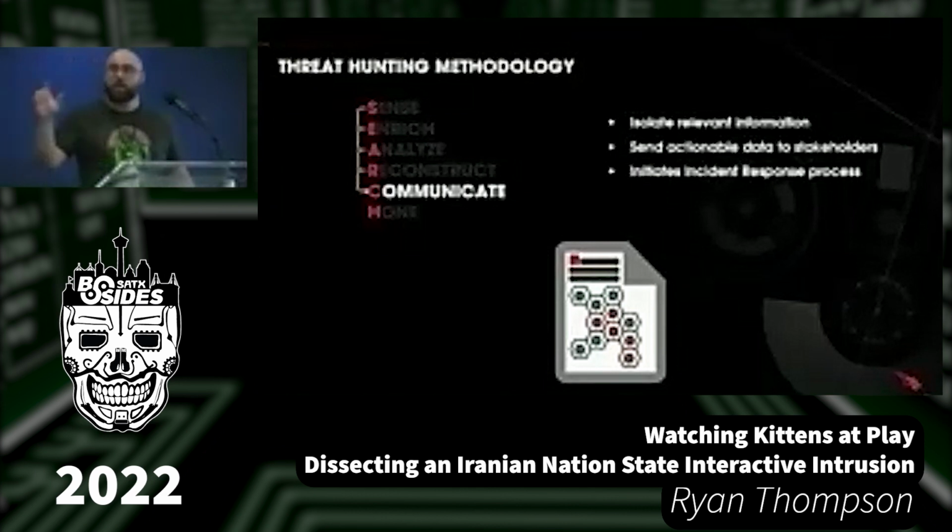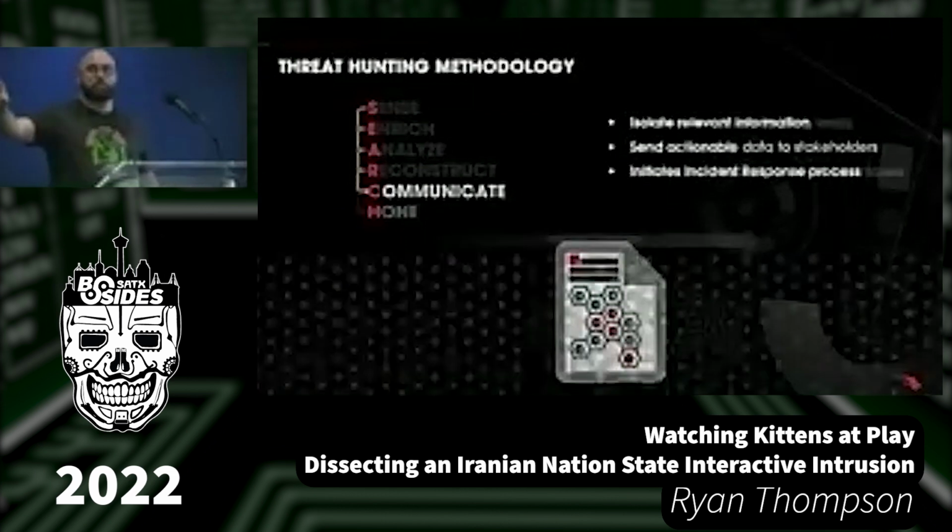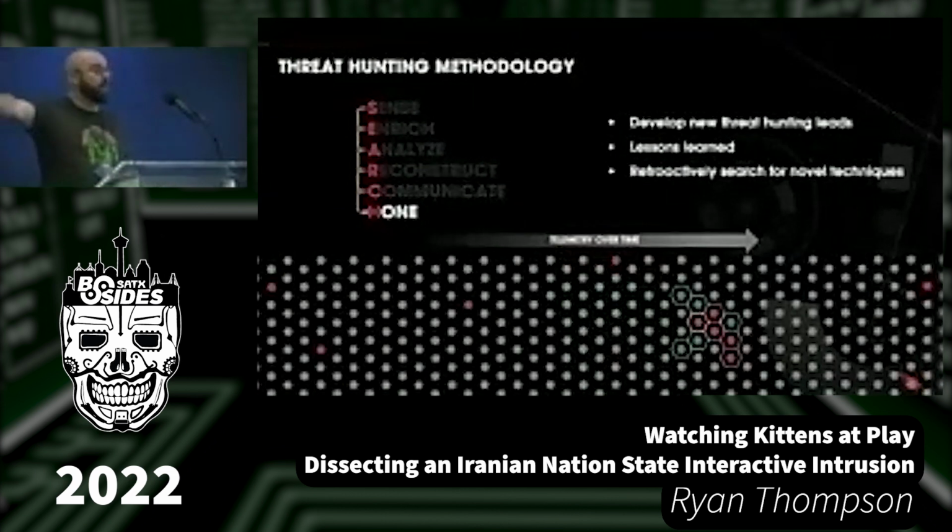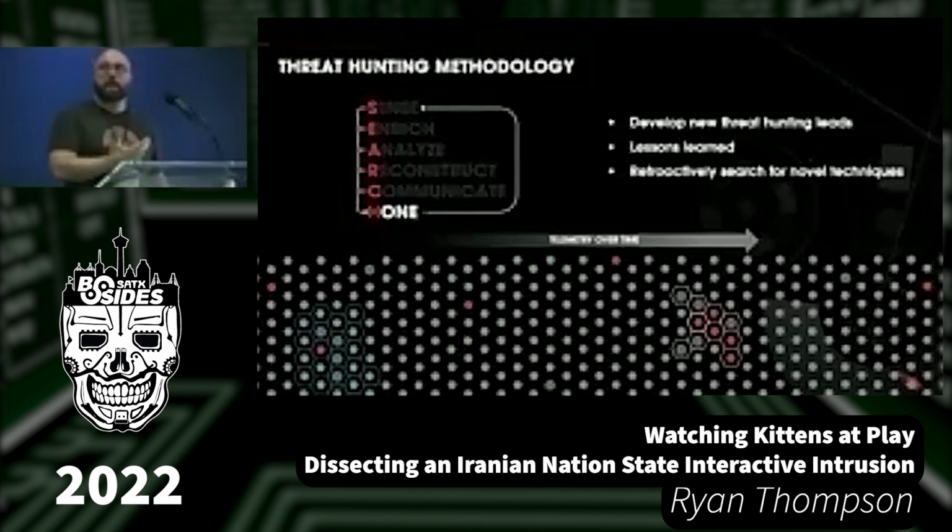Now, once again, this is why we do it, but to be better at this step, we need to also hone this. And so we found these new hunting leads. Maybe we turn these into existing ones, and then there's that retrospective analysis. We apply it to other pieces of telemetry and start to find additional intrusions that we wouldn't have otherwise found.